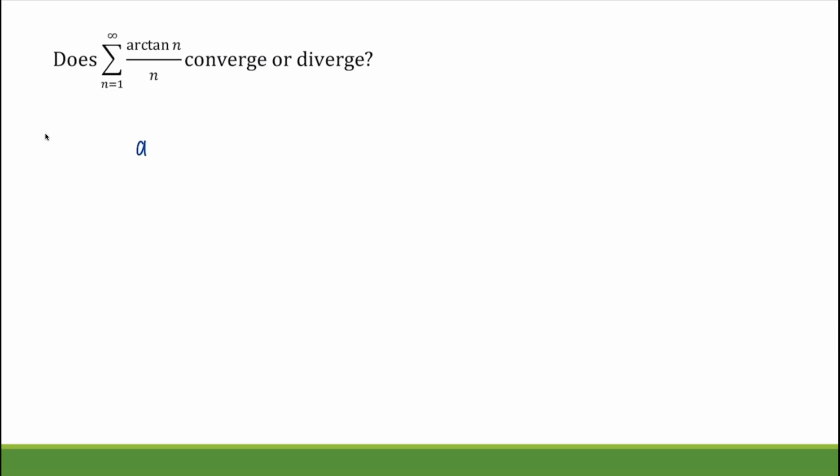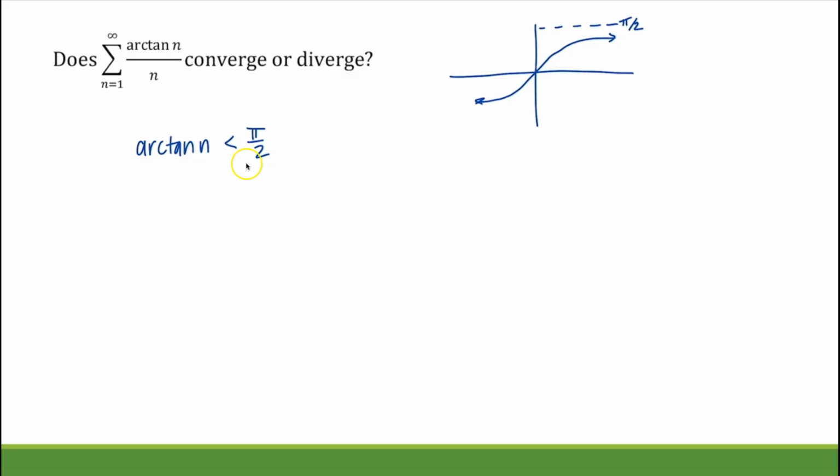So hopefully we remember that arctangent n is always less than pi over 2. So if we think about the graph of arctangent, we know that on the right side, it's bounded above by the horizontal asymptote pi over 2. Okay, so here's already an inequality involving arctangent. We want arctangent divided by n. So if this is true, we can divide both sides by n because n is always going to be positive, and the inequality will still hold. So arctangent n over n is less than pi over 2 times 1 over n. That's the same as dividing by n, multiplying by 1 over n.